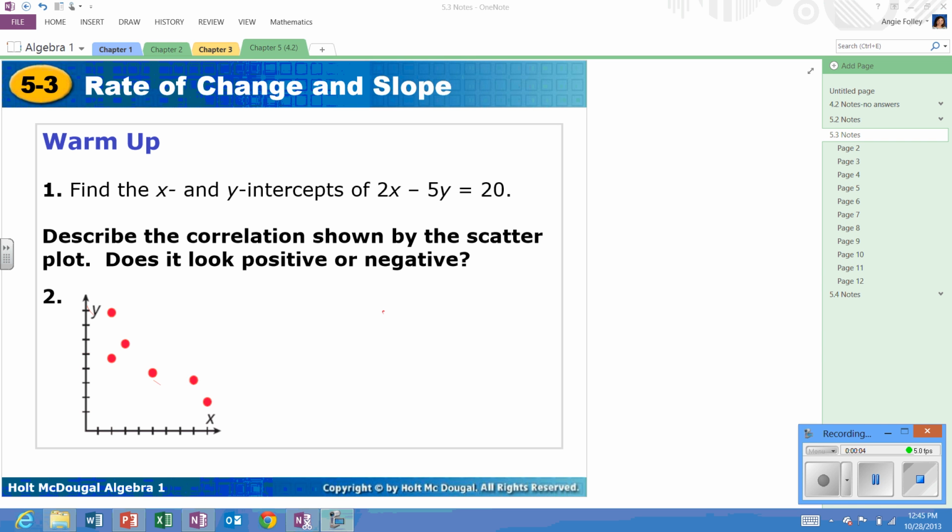This is Algebra 1, Lesson 5.3. We're looking at rate of change and slope. So let's start with our warm-up. We're going to find the x and y intercepts first. And remember, we talked about finding the x and y intercepts in the last lesson.